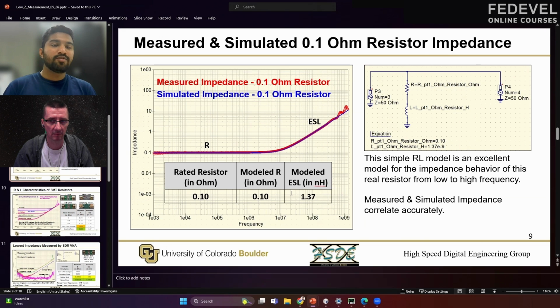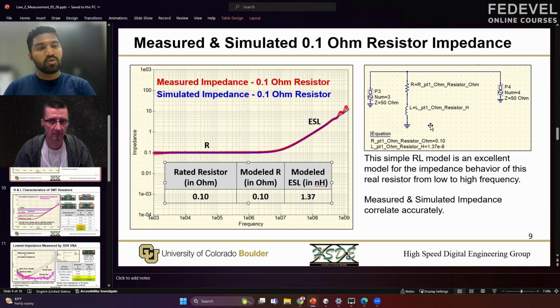The first thing we understand from this is that the value for the resistance that we arrived at from this two-port measurement method is exactly 0.1 ohms. And that is what we expected. The ESL value of this real resistor is 1.37 nanohenries, which we also expected because this is a surface mount component. So we get a really good correlation between the measured value and the simulated value using this simple first order RL model.